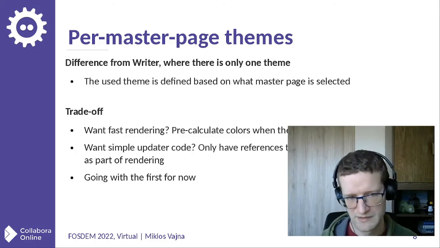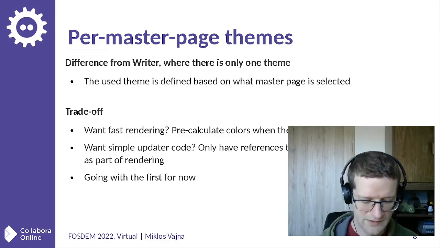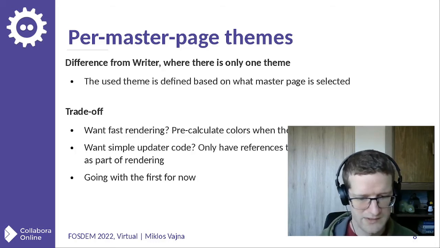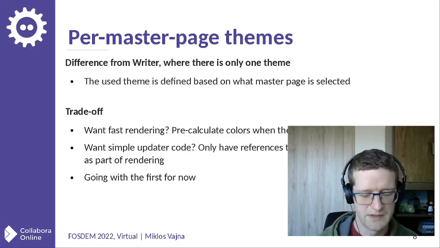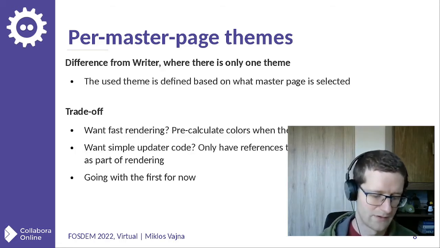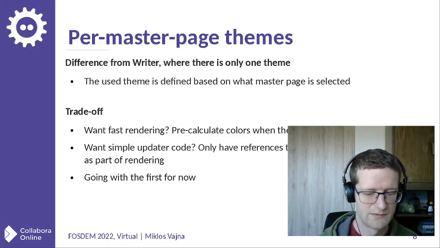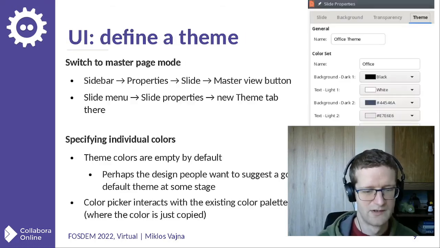This would mean that we don't have copies of these colors anywhere in the document model. For the moment, we are going for the first. So the document model still contains RGB colors for each and every shape text portion, which means fast rendering, but then the updating of the theme is a little bit more complicated. We have explicit code in place which visits all the text portions of the document and checks if there is a theme color there that needs updating.